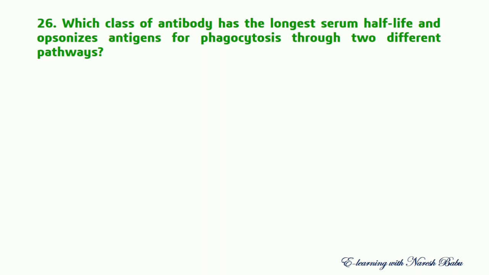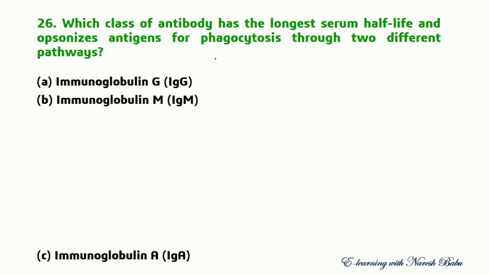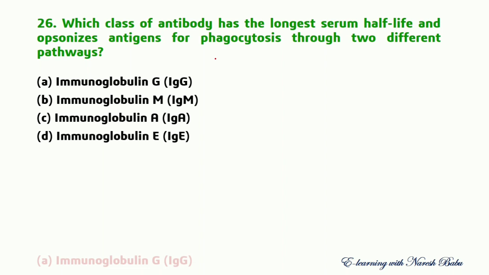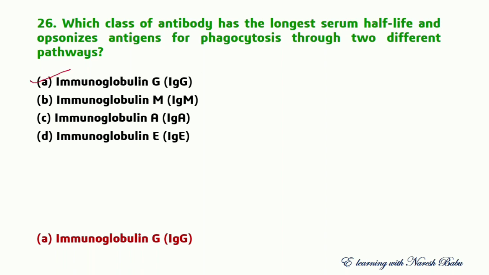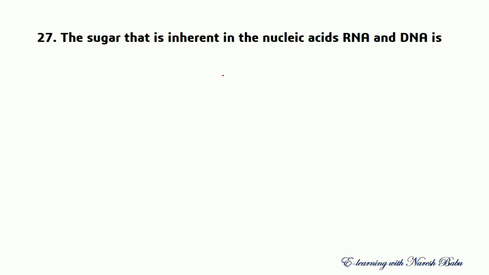Next question, which class of antibody has the longest serum half-life and opsonizes antigens for phagocytosis through two different pathways? You can see the options like immunoglobulin G, IgM, IgA, IgE. Among these, the longest serum half-life and opsonization of antigen for phagocytosis is nothing but immunoglobulin G. IgG is the answer.